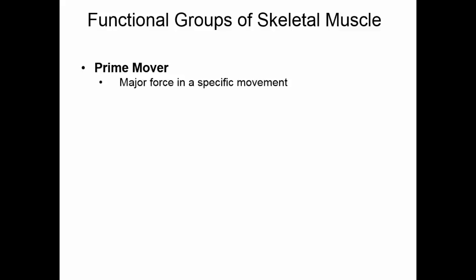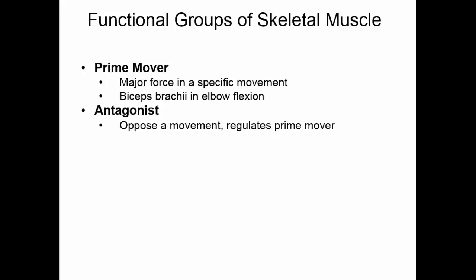Prime movers are the major force in a specific movement. The biceps brachii, for example, is the prime mover in elbow flexion. The antagonist is the muscle that opposes the movement of the prime mover. It helps regulate the prime mover and reverse its activity. The triceps brachii opposes elbow flexion. It is the prime mover in elbow extension.